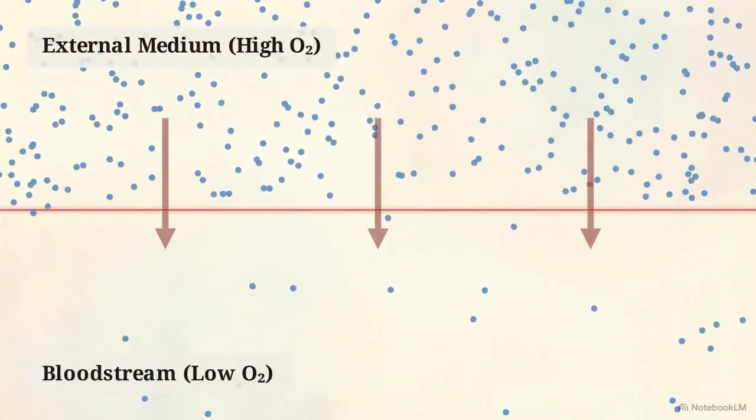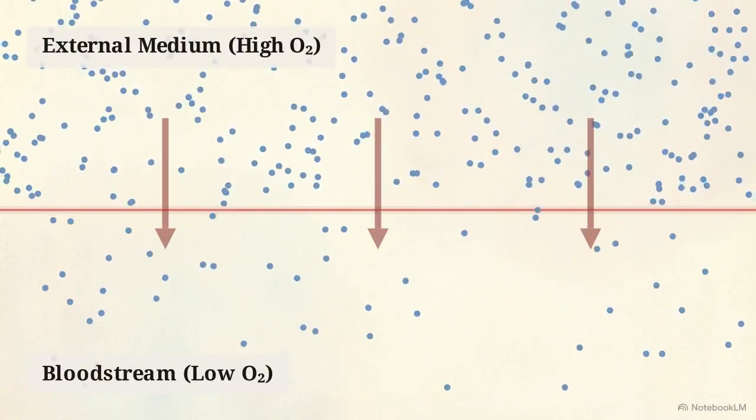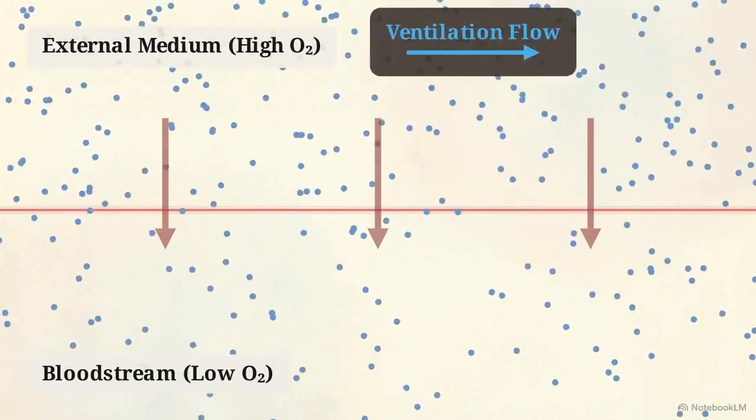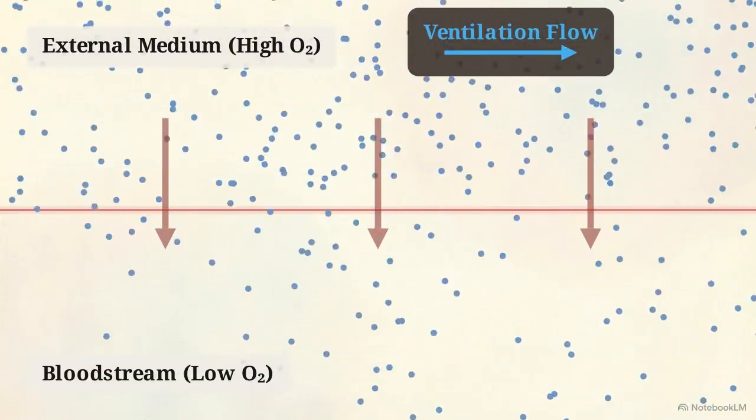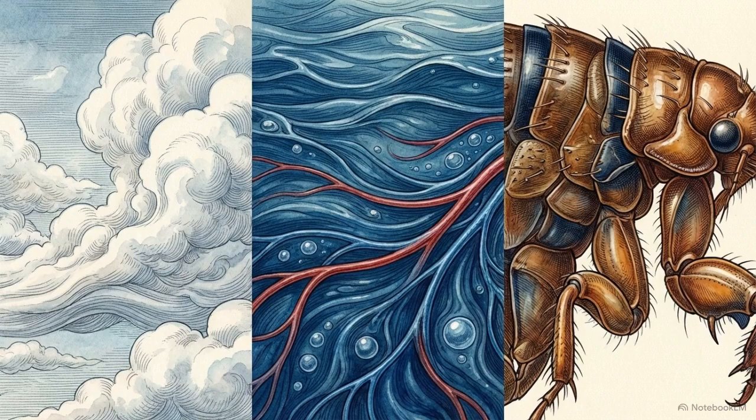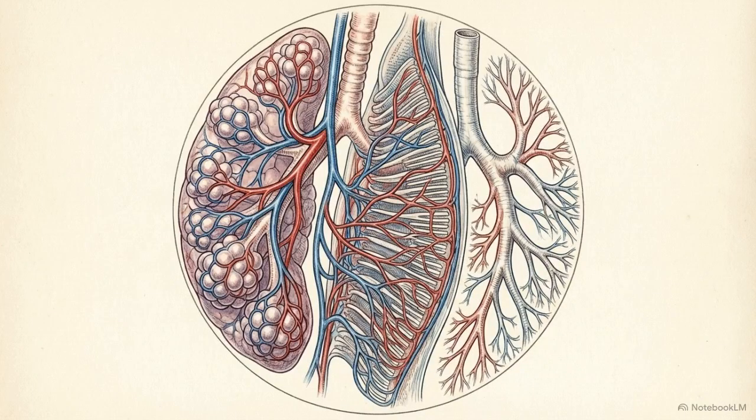The third variable is the concentration gradient. Because gases naturally move from high pressure to low pressure, the organism must continuously refresh the air or water at the surface to keep the oxygen moving inward. We are going to look at how atmospheric air, dense water, and rigid chitin forced evolution to build three different systems that all achieve these exact same goals.